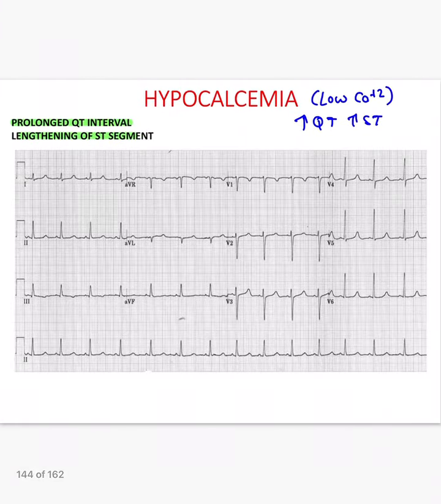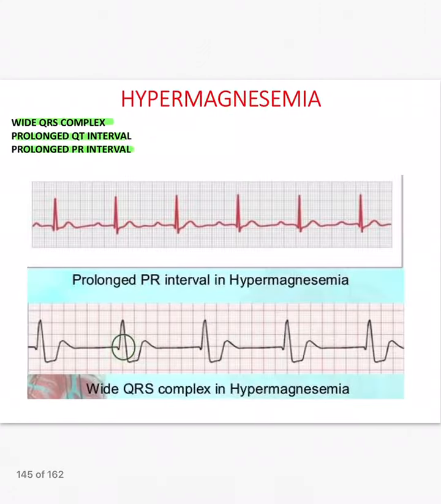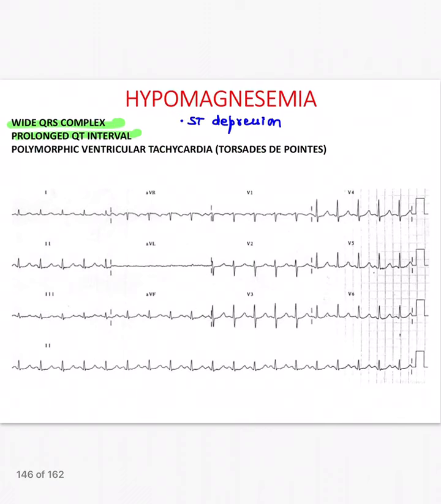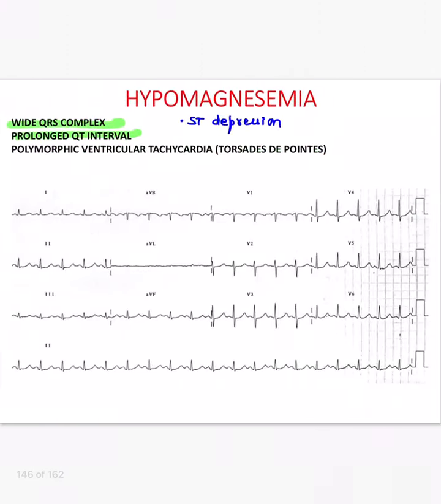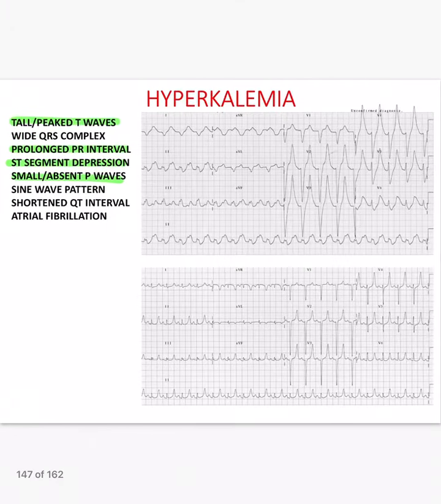Now coming on to the next one, that is hypocalcemia. Low caste means you are down, so the government tries to promote you, that is caste, that is CA. So ST will go up, QT will go up, that is your hypocalcemia. Now coming on to hypermagnesemia. Hypermagnesemia increases everything: QT prolonged, PR prolonged, and QRS prolonged. Then hypomagnesemia: here the QRS and QT are prolonged again, but here you find ST segment depression.